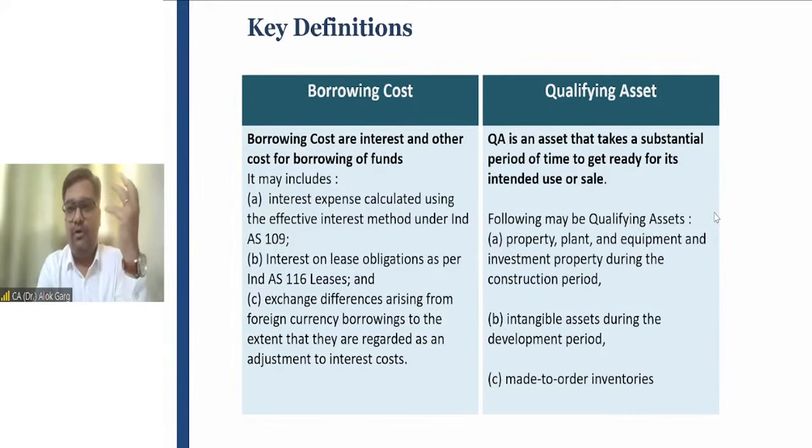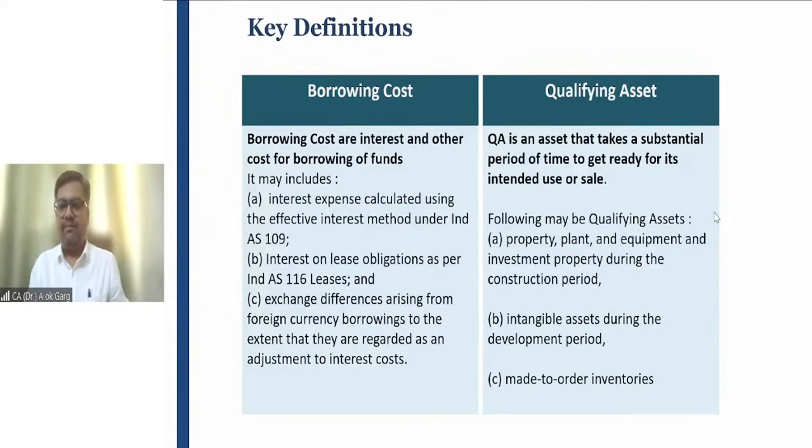You took a home loan and bought a home. Is it a qualifying asset? Whether this interest on home loan is going to be capitalized? Answer is no. But you purchased an under construction property. You took a home loan and you purchased an under construction property, and now you are getting this construction done. Is it a qualifying asset? Answer is yes, it is a qualifying asset, because the construction of the house will take a substantial period of time for getting ready for intended use or sale.